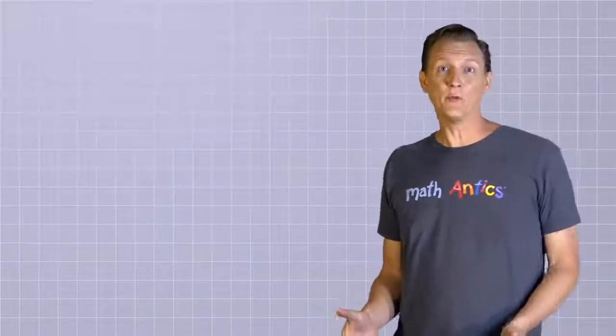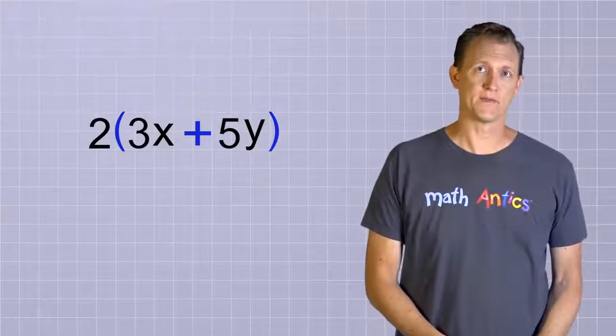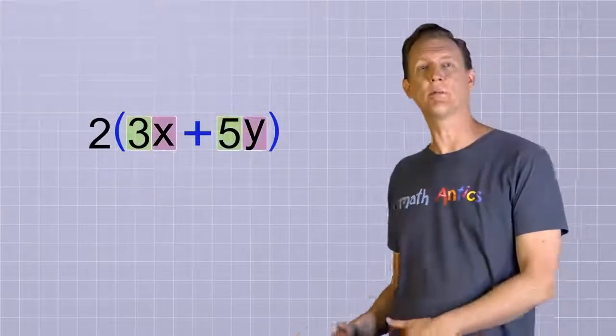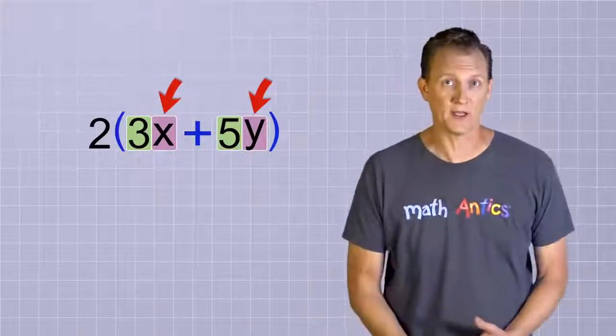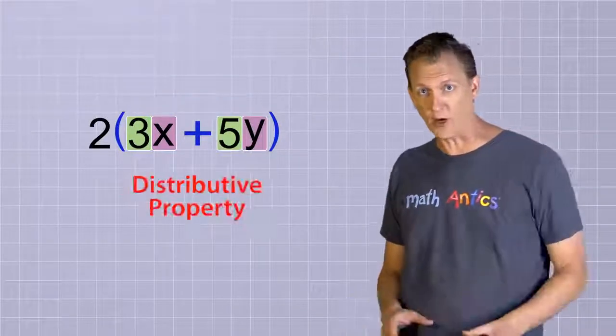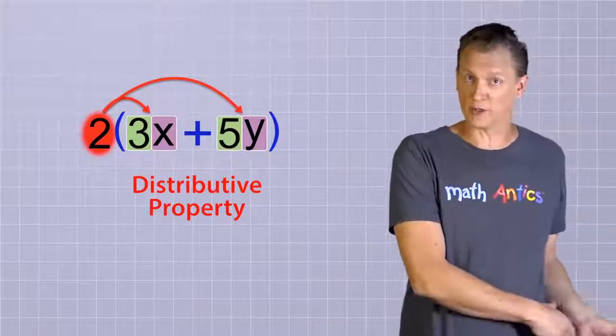But what if the polynomial was just a little bit more complicated, like this? 2 times the group 3x plus 5y. In this expression, each of the terms in the polynomial does have a number part that is being multiplied by the variable part. But we can still use the distributive property to distribute a copy of the factor 2 to each term in the polynomial.